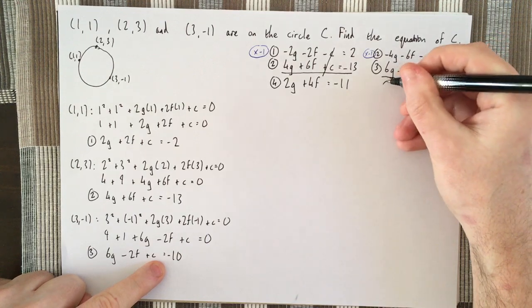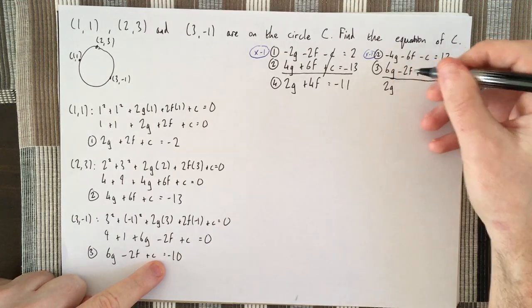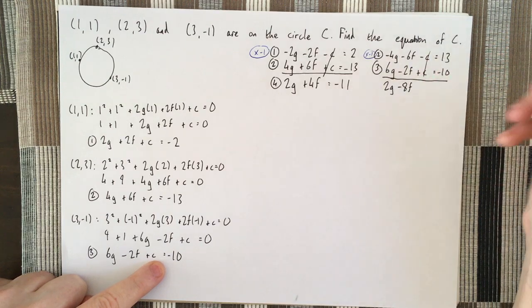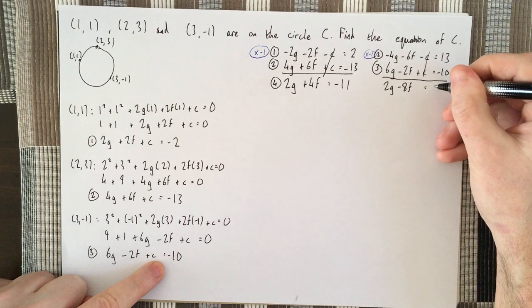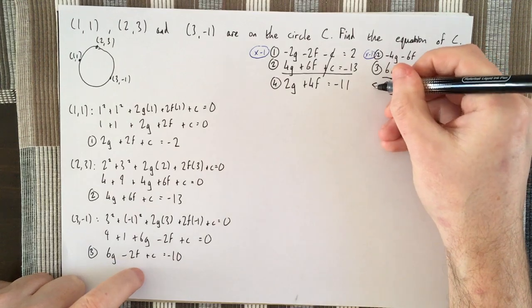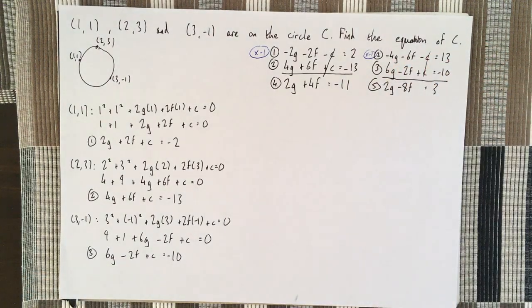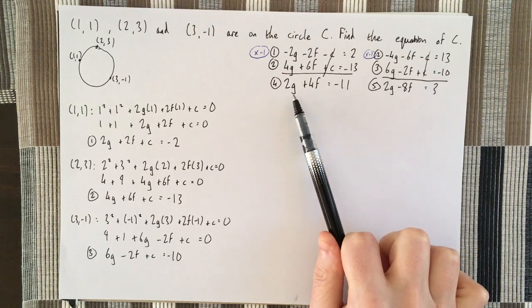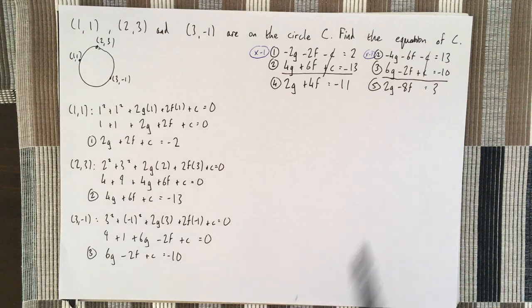6g minus 4g is 2g. Minus 6f minus 2f is minus 8f. c minus c is 0. That's why we're doing this. 13 minus 10 is 3. There's another equation. So now I've got two equations which just have g and f in them, so I'm able to just solve using the kind of simultaneous equations I'm more used to doing from junior cert.